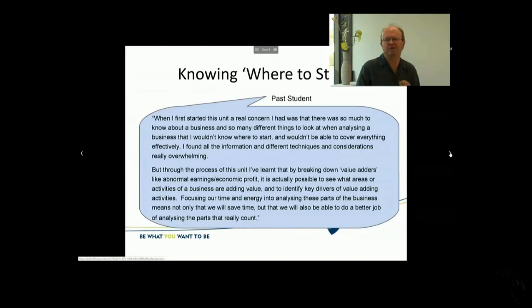Focusing our time and energy into analysing these parts of the business means not only that we will save time, but that we will also be able to do a better job of analysing the parts that really count. So a lot of people feel like, wow, these businesses have got so much going on. How will I ever value it? Where our frameworks, the economic profit framework and the discounted DCF framework, help us focus on key accounting drivers that are adding value within those frameworks. And this is all grounded solidly conceptually. And so that helps us to know where to focus in our business. That's what this person's saying.